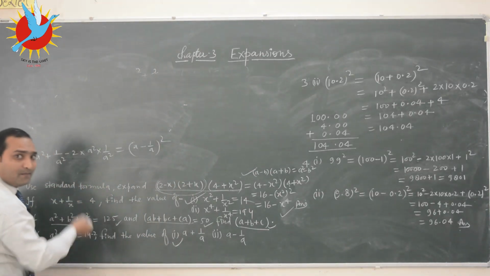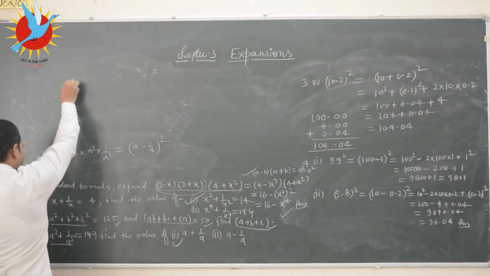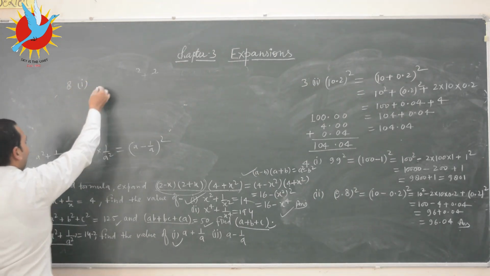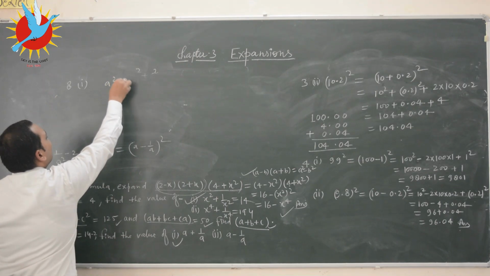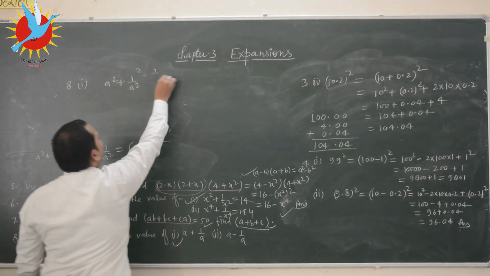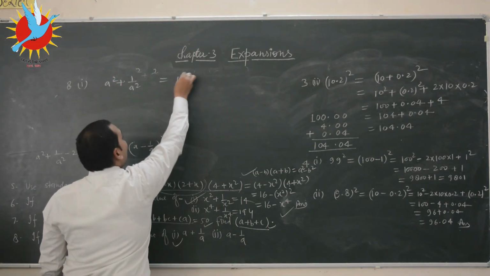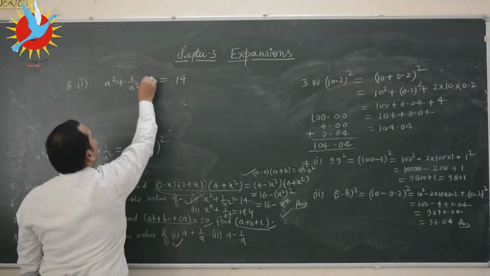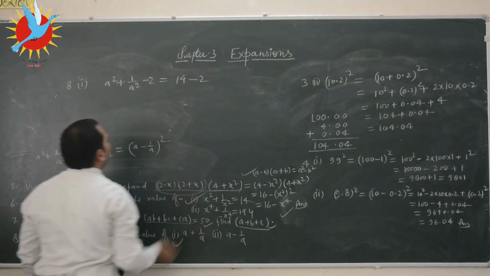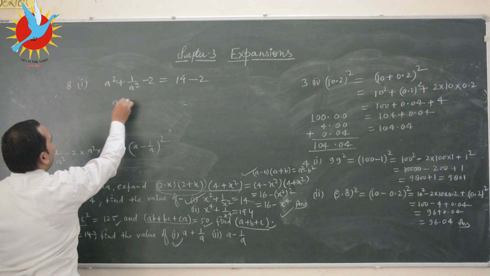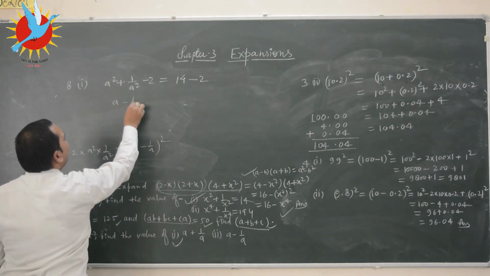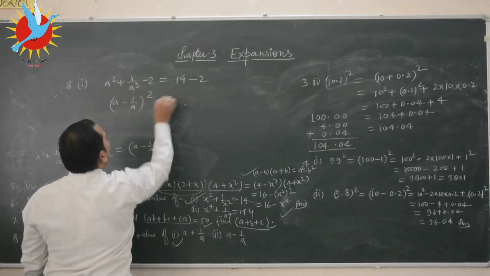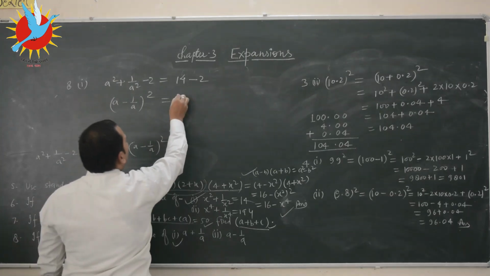So we can solve the first one. I am solving 8 first. The a square plus 1 upon a square is equal to the given 14. So we subtract 2 from both sides, subtracting. So it will be (a minus 1 upon a) whole square is equal to 12.